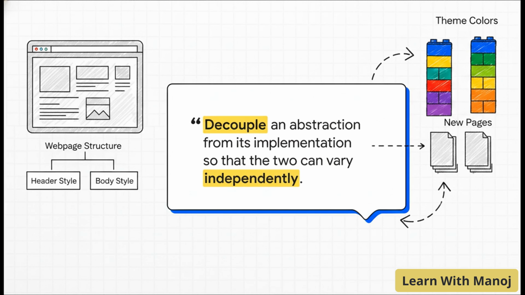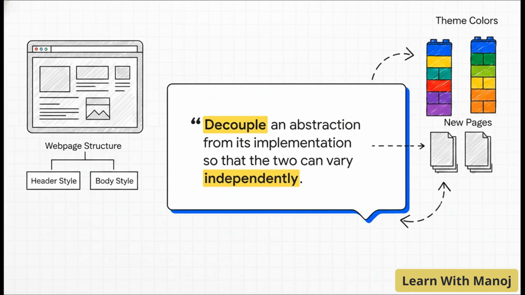If you look up the bridge pattern on Wikipedia right now, you're going to find this really dense academic definition. It says the pattern is meant to decouple an abstraction from its implementation so that the 2 can vary independently. Now, if you read that cold, it probably sounds like absolute gibberish. But think back to our whiteboard drawing. This perfectly shows how our Lego analogy makes total sense of that Wikipedia definition.